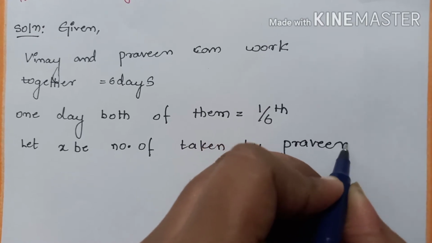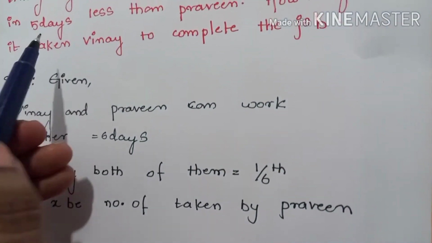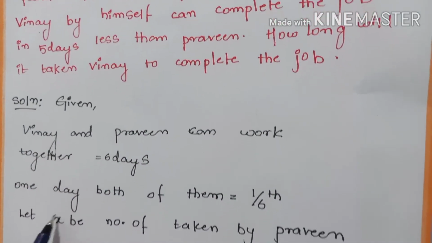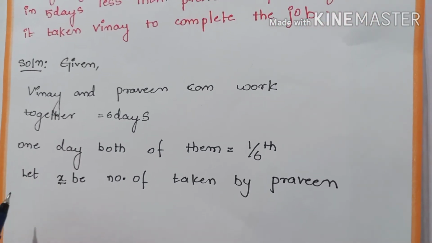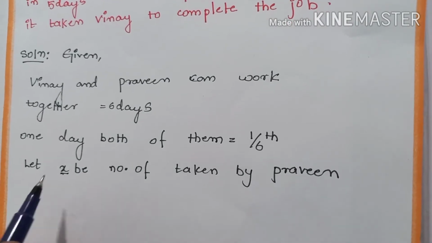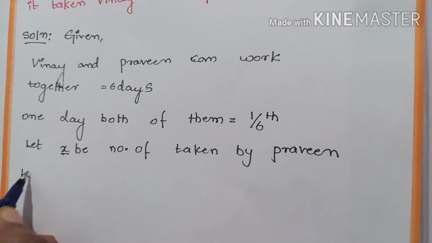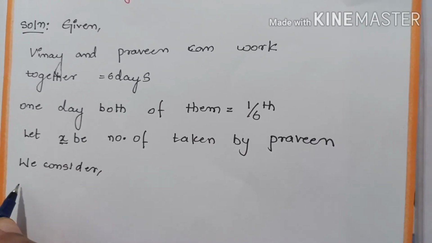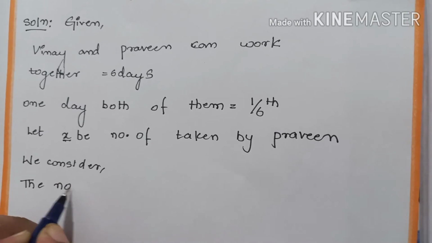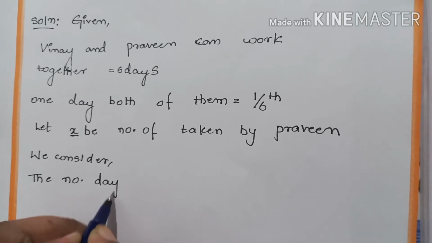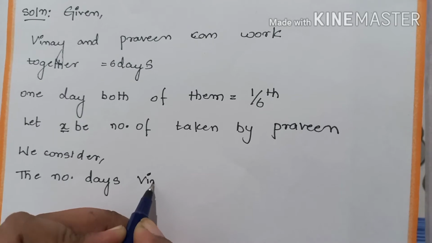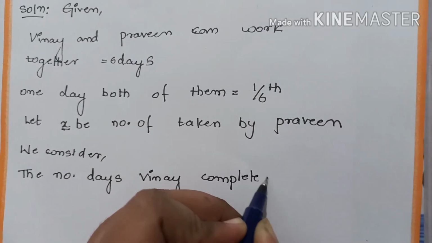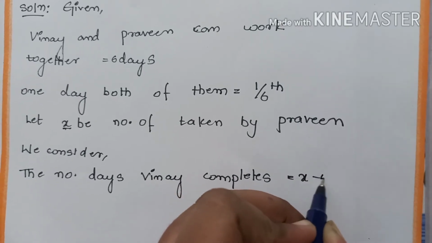Then in the question they have given that Vinay by himself completes the job 5 days less than Praveen. That means if we assume the number of days in which Praveen can complete the work is x, then we should consider the number of days Vinay completes the work is x minus 5.